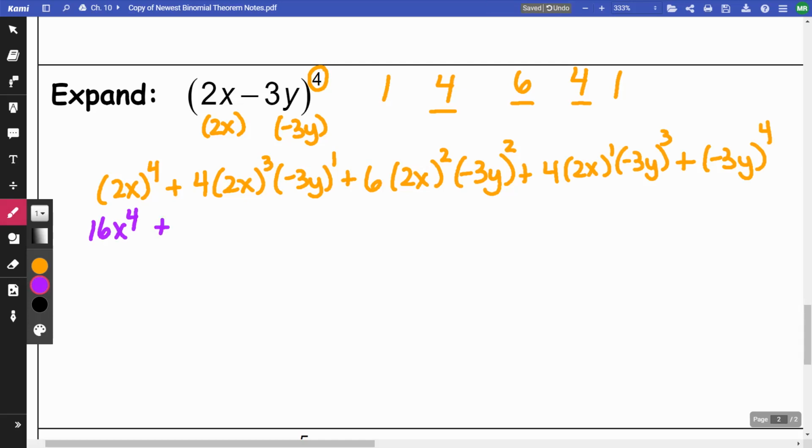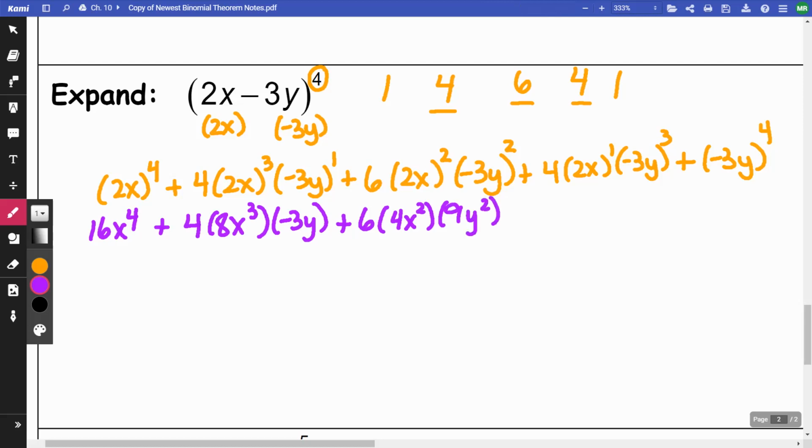Here, this is going to be a 4 times 8x cubed times negative 3y. Again, not leaving it like this. I have to work it out. 6, and then this is going to be 2x squared, which is going to be a 4x squared, negative 3 squared, so that's going to be a positive 9y squared, plus 4 times 2x times negative 3y to the third, which is a negative 27y to the third. And a negative 3 to the fourth, that's going to give me an 81y to the fourth.